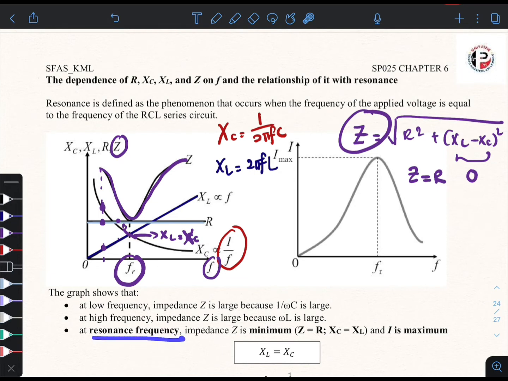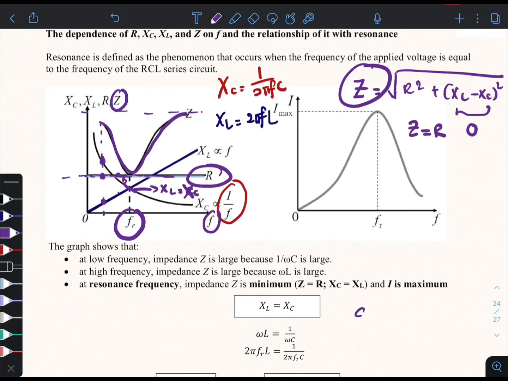However, at resonant frequency, impedance Z is a minimum. Okay, sebab ini nilai paling kecil. Kalau kamu tengok ini besar kan, ini nilai-nilai besar dia. So this is the maximum value it can take. Therefore, the minimum value dia boleh ambil adalah sini, which is equals to your value of resistance. Okay, bila Z sama dengan resistance, it means that your XL is equals to XC. Okay, ini hanya akan berlaku at resonance sahaja. Okay, your I is maximum at resonance.